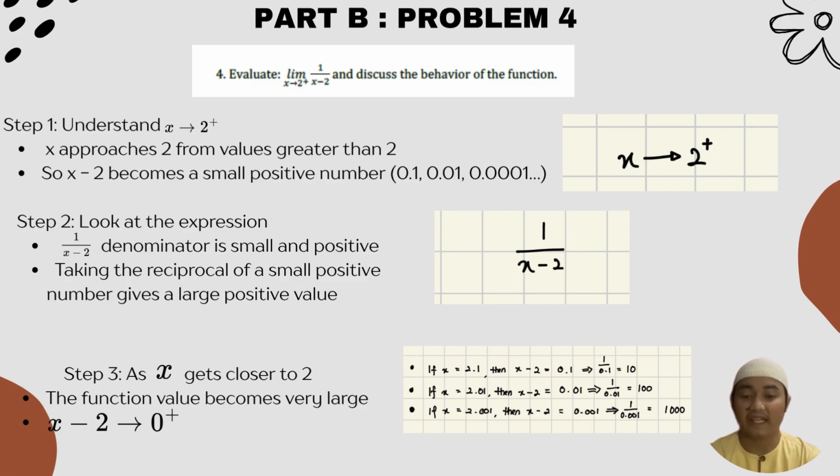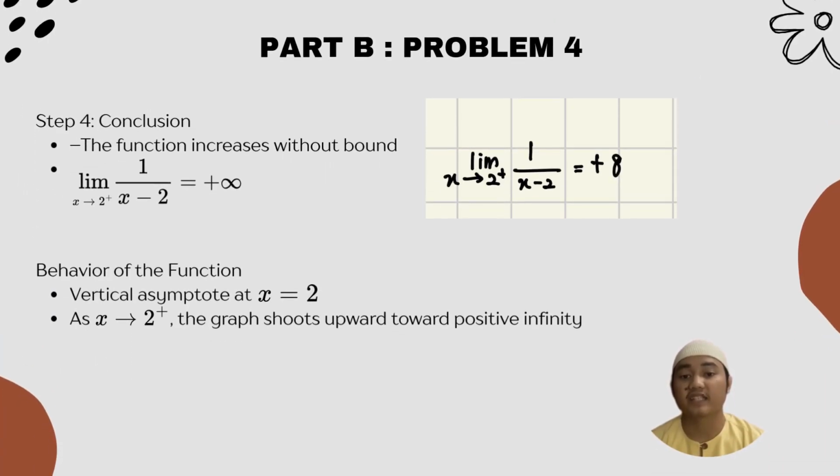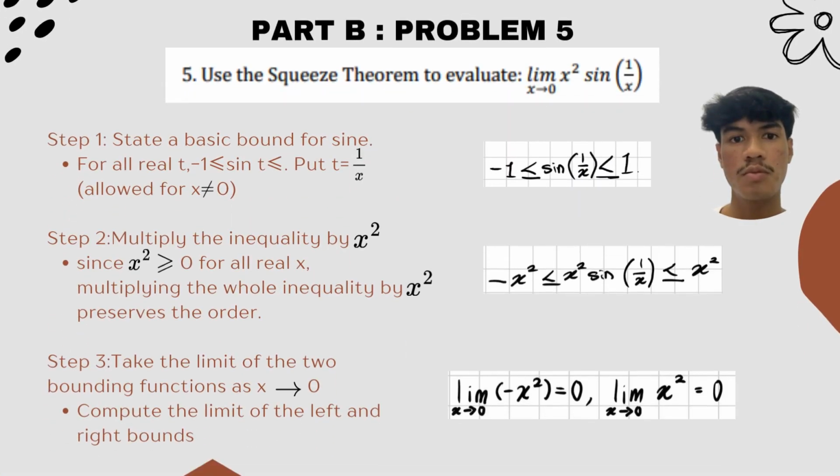So, as x gets closer and closer to 2 from the right side, x minus 2 approaches 0 and the value of 1 over (x minus 2) grows extremely large. Okay, so this tells us that the function doesn't approach a fixed number. Instead, it increases without any upper limit. So the conclusion is, the limit as x approaches 2 from the right of 1 over (x minus 2) equals positive infinity.